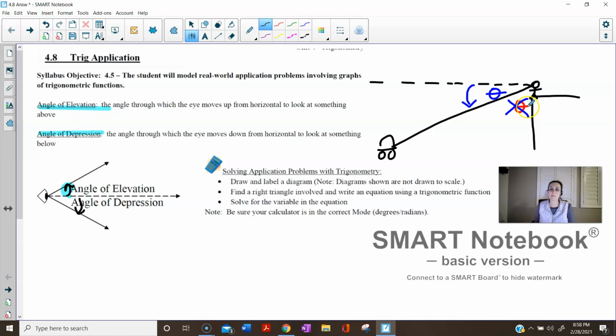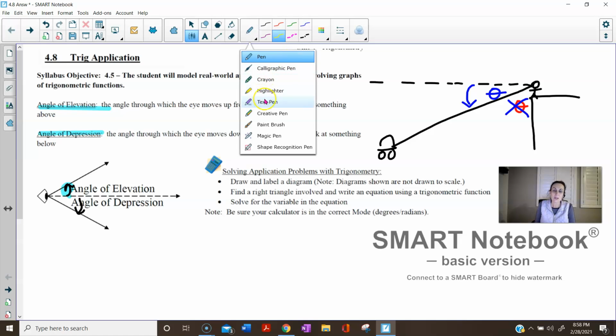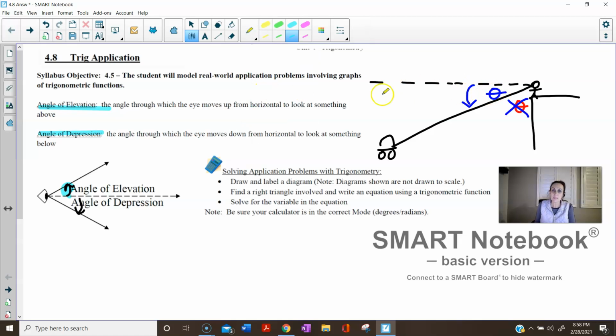It's from the horizontal looking down. So I drew a story problem here. Here's this guy on the top of a building and he sees someone stealing a car down below. Now, the angle of depression is going to be this blue angle. So it's the angle from the horizontal looking down. So this is your angle of depression. A lot of students get confused with this angle here, thinking it's the angle of depression, and it's not. So you always have to draw it from the horizontal down.